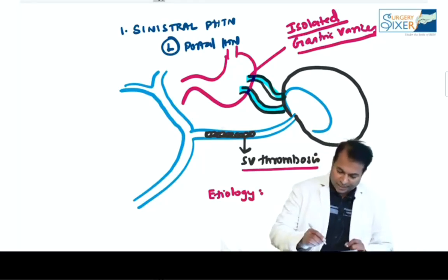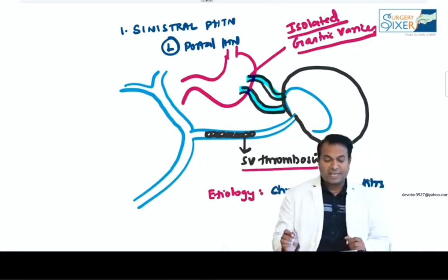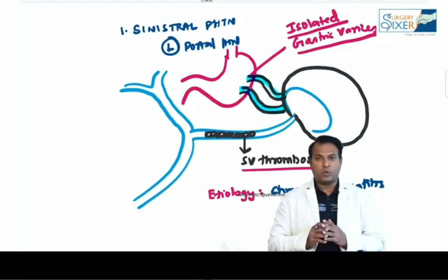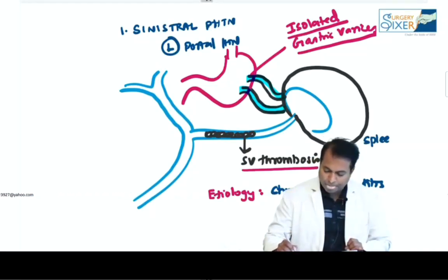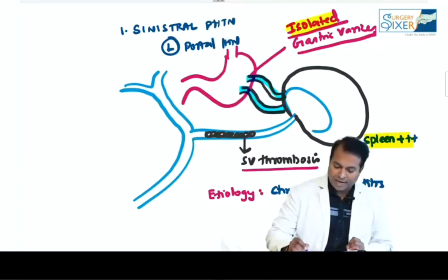The etiology for this condition is chronic pancreatitis. So chronic pancreatitis is one of the important etiologies. It is a sequela of chronic pancreatitis. So these patients present to you with massive splenomegaly, spleen enlargement, and with isolated gastric varices.